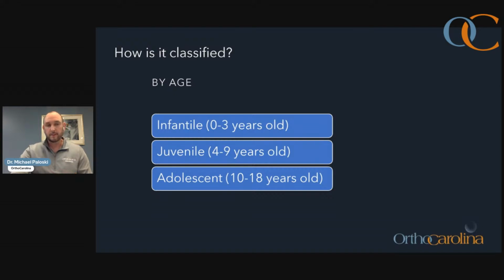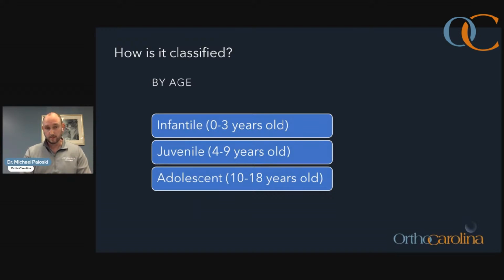So how do we classify idiopathic scoliosis? We usually classify this by age. When scoliosis is diagnosed between the age of birth and 3 years old, we consider that infantile scoliosis. When it's diagnosed when the child is between the age of 4 and 9 years old, we consider that juvenile scoliosis.